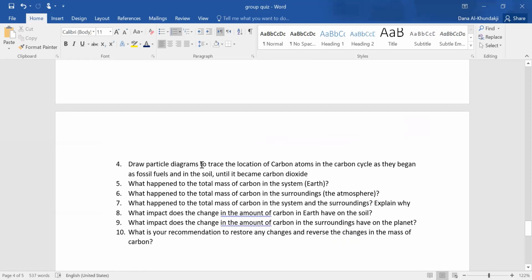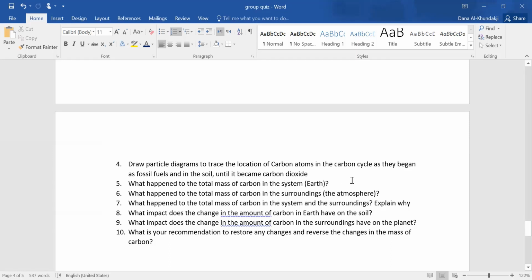And going now to the next page, we have particle diagrams. I need you to draw particle diagrams to trace the location of carbon atoms in the carbon cycle as they began as fossil fuels and in the soil. So we have carbon not only in fossil fuels, the soil also contains carbon compounds, organic compounds, right? So I want you to trace them all the way from when they were on Earth until they became carbon dioxide. So I want you to show me a cycle. Where am I finding these carbon atoms? I want you to think about what's your system and surroundings in this one, and what happened to the total mass of carbon in your system, basically Earth.